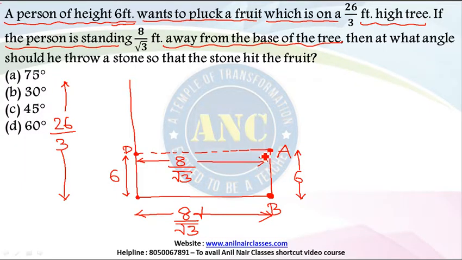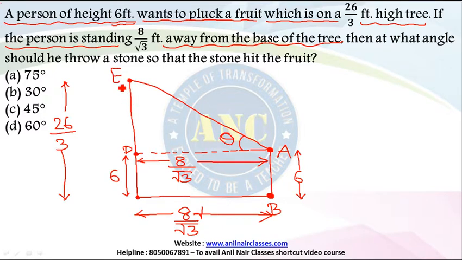Now, can I say that from the top of the person, or from the head of the person, the top level of the person, he will throw a stone? At what angle should he throw a stone so that it will hit the fruit? There is a fruit which is at the top of the tree. This angle is what they are asking. This point I will call point E.